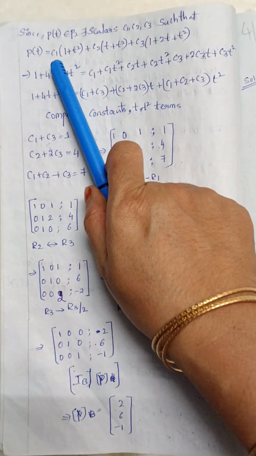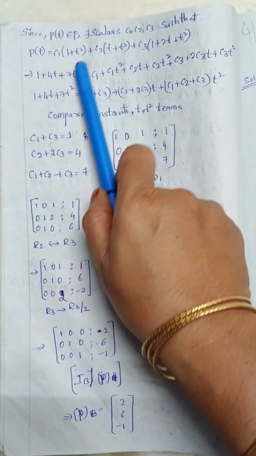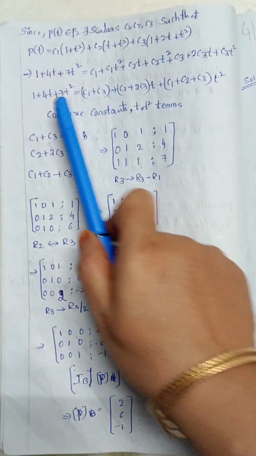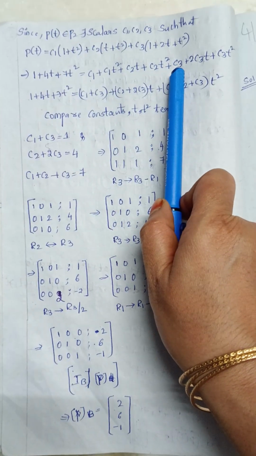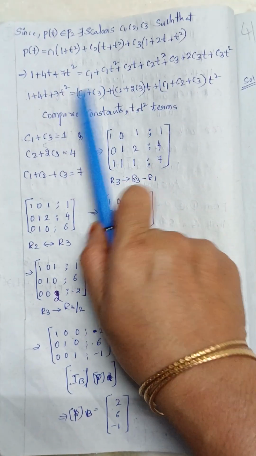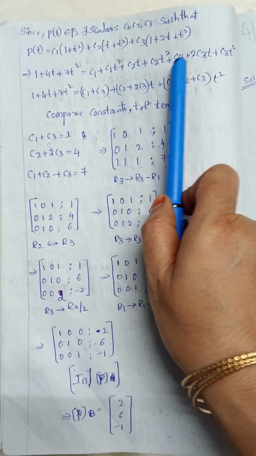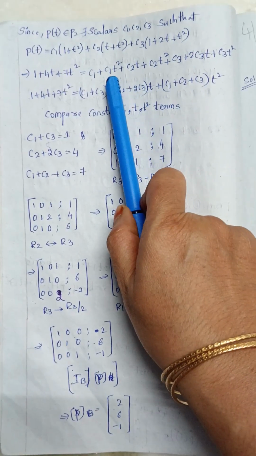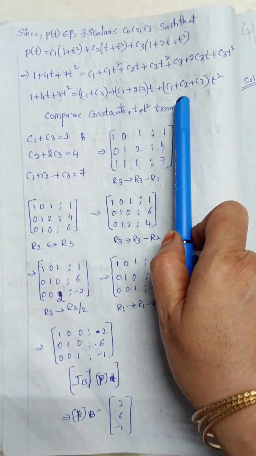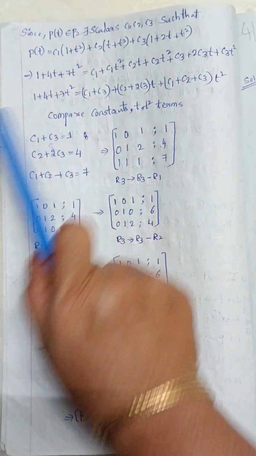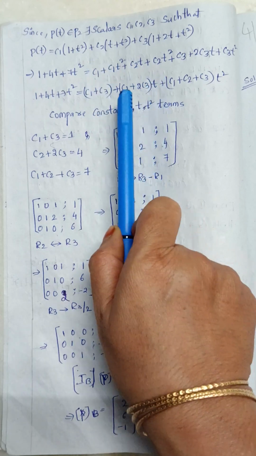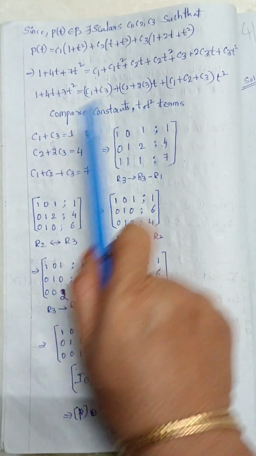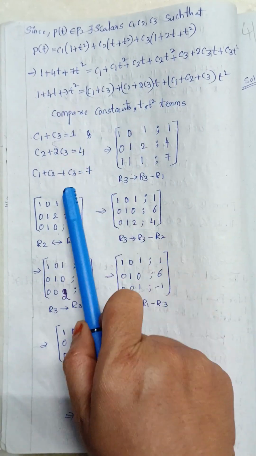Now see here, p(t) equals this. Multiply each and every term and compare constants here. C1 here, where is the constant? c1 plus c3. And the t terms, what are the t terms? c2 plus 2c3, and the t square term is (c1 plus c2 plus c3) times t square. Take the left side as it is and compare the constants: then c1 plus c3 equals 1. Comparing t terms, this equals 4, and comparing t square terms, this equals 7.